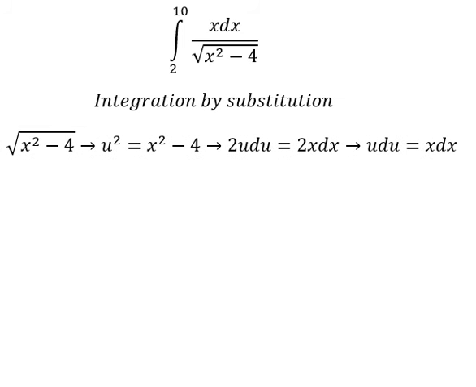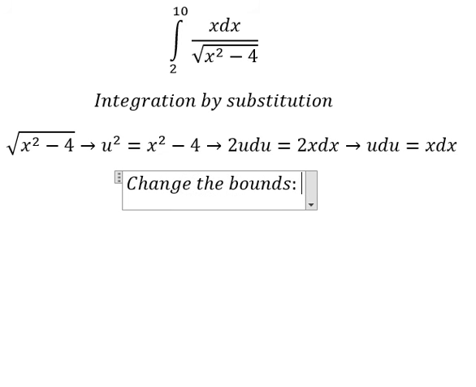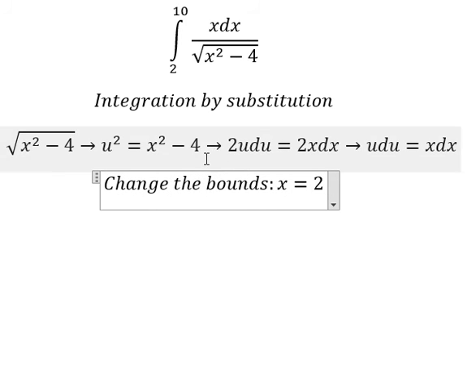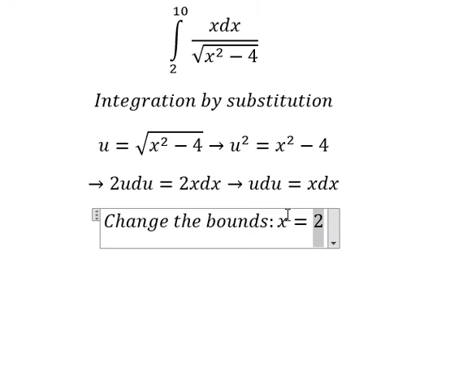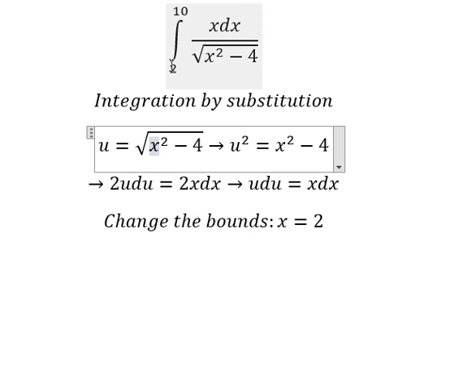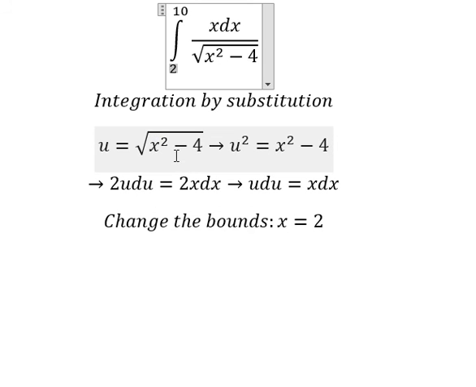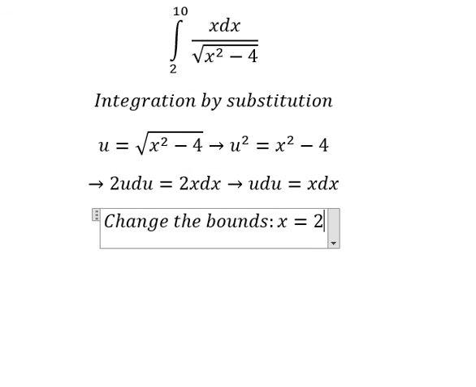Next, we need to change the bounds. When s equals 2, we put 2 in here. So 2 squared minus 4, you get 0.